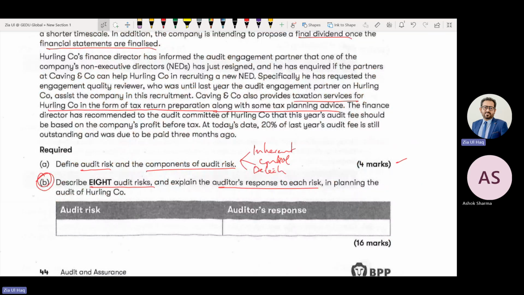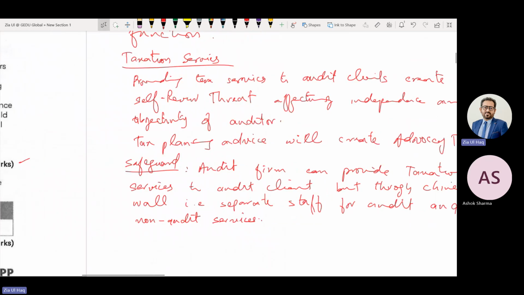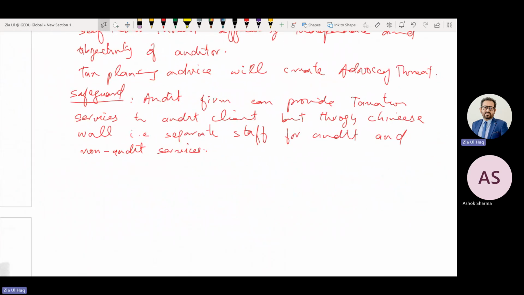The finance director has recommended to the audit committee of Hurling company that this year's audit fee should be based on the company's profit before tax. So this is a percentage fee or contingent fee. We'll put the heading: percentage fee or contingent fee.